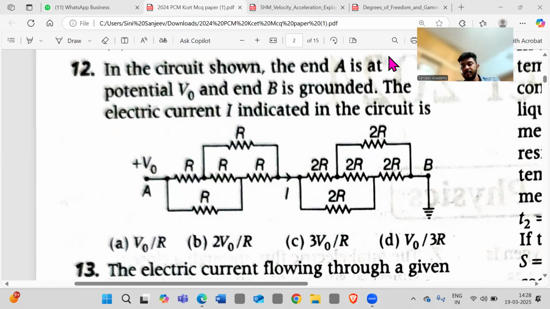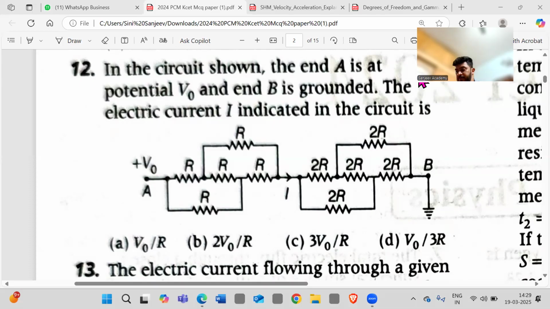Wheatstone bridge. Let me type it here. Everyone forgot about the Wheatstone bridge. This circuit is basically what? Wheatstone bridge. How many of you know how to calculate it? How many of you don't know how to do this problem? Let me know. Don't know.